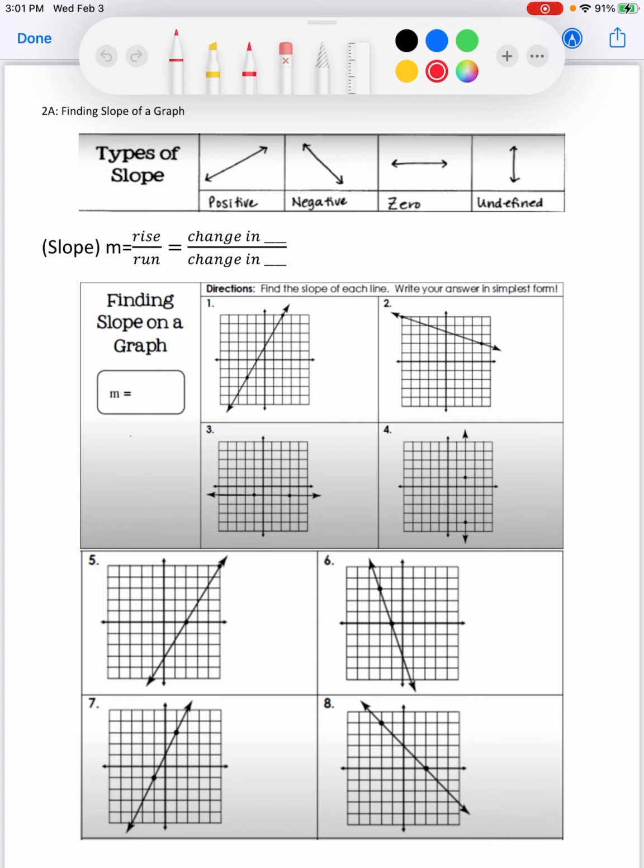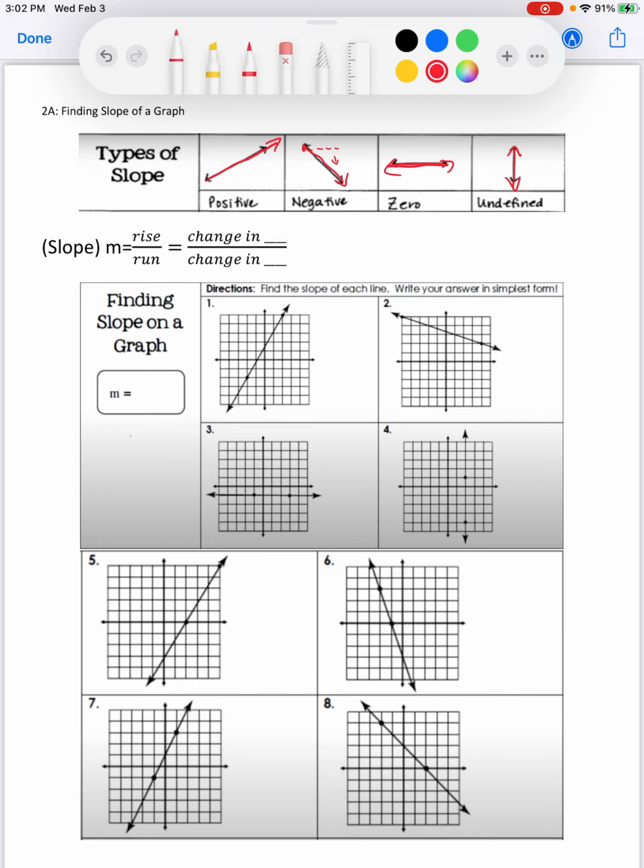So we had positive slope, that if you go from left to right, it goes up. Negative slope, if you start on the left-hand side, it goes down as you move to the right. So if you start on the furthest left, as you move to the right, that line has gone down. Then we have zero slope, which is horizontal, straight left and right, and then undefined is straight up and down.